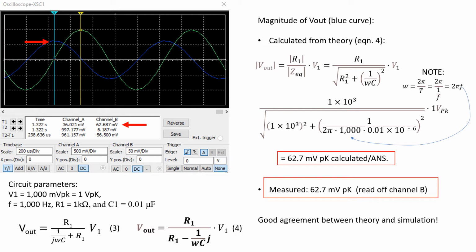Now, for completeness, we can identify what the other values mean. The next value in channel B represents the value of the blue curve at the cursor for time t2, shown here in yellow. This value reads 6.187 millivolts, and this looks visually like about 0 millivolts on the scope's trace.